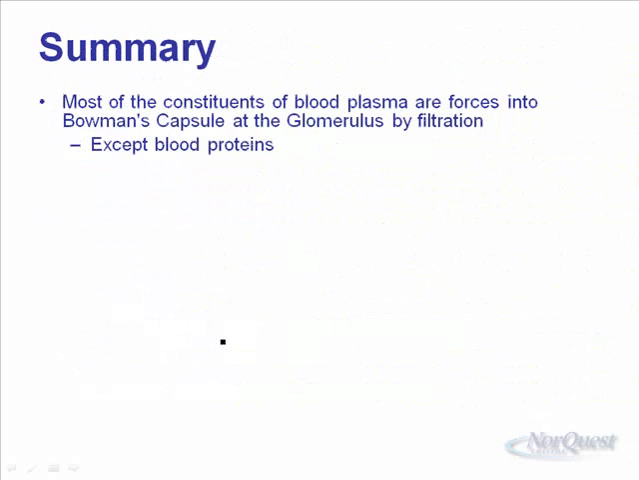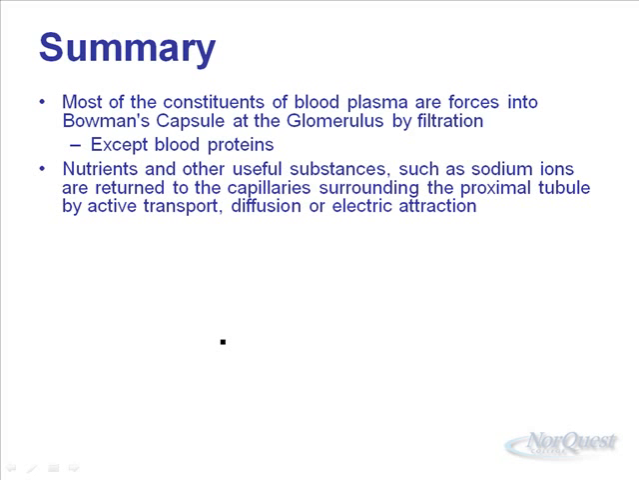So in summary, from this lecture you should get the idea that most of the constituents of blood plasma are forced into Bowman's capsule at the glomerulus by filtration. The major exception are the blood proteins. Also, blood cells stay behind in our circulatory system. The nutrients and other useful substances, such as sodium ions, are returned to the capillaries surrounding the proximal tubule by active transport, diffusion, or electric attraction.